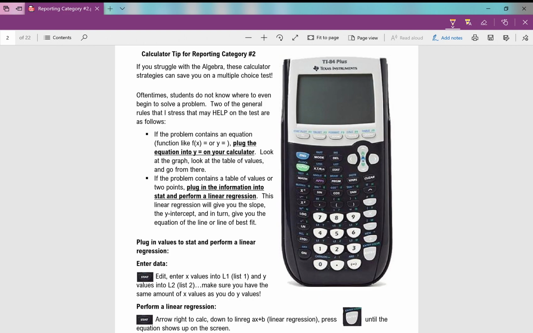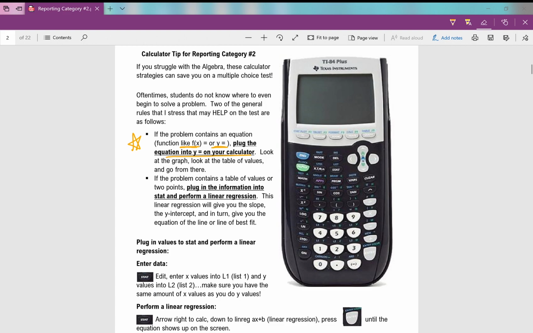And the first thing I want to look at is this right here. A lot of students really struggle with where to start in a problem. If the problem contains f of x equals or y equals, this first strategy is to plug the equation into your calculator, then go from there. So if you have no idea what to do, that's a really good starting point. If you have f of x equals, which is just fancy schmancy for y, right? F of x means y, then plug it into your calculator into y equals and go from there. If you have answer choices that have y equals in them, you can do that as well.